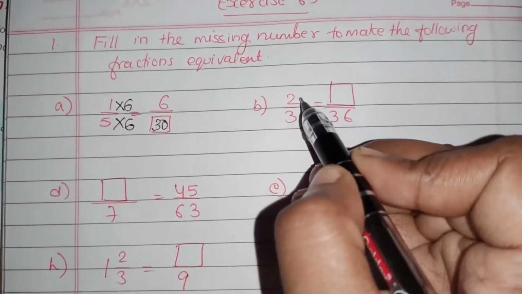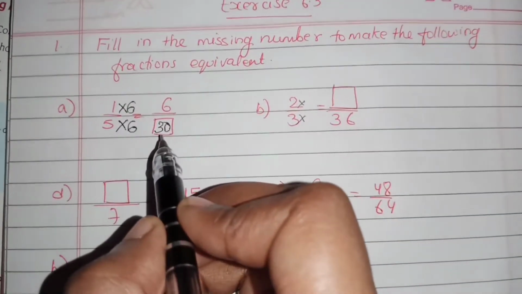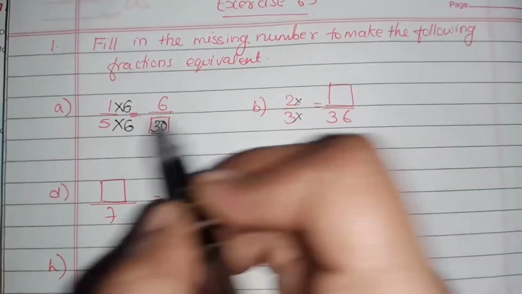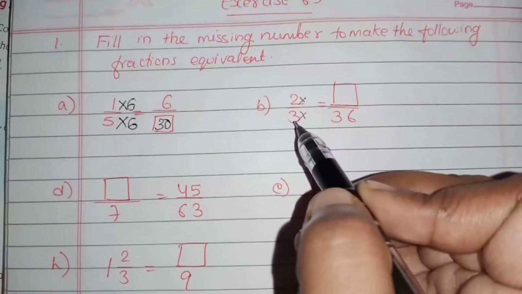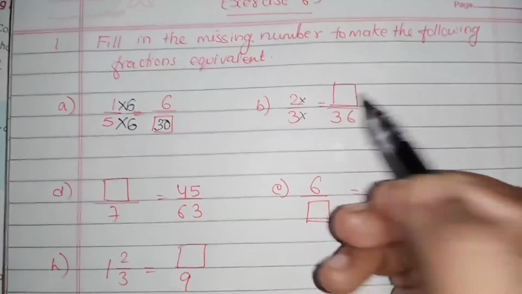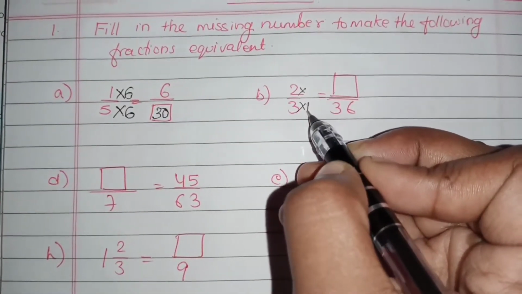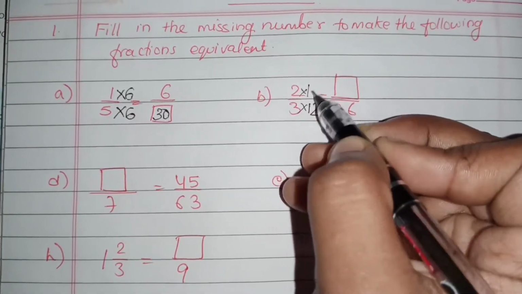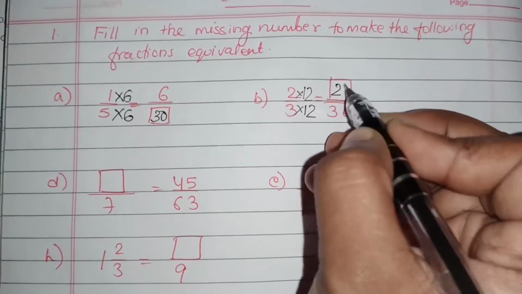The next one, put the multiplication sign. Here denominator was missing, here numerator is missing, but no problem, process is the same. So 3, how much is 36? So 3 12s are 36. So in the numerator also multiply by 12. So 2 12s are 24. Done.